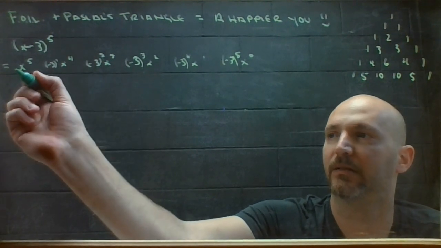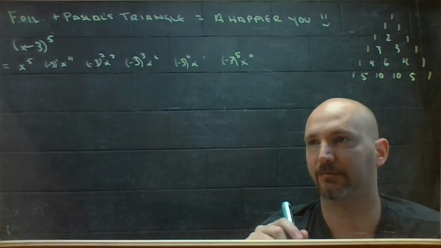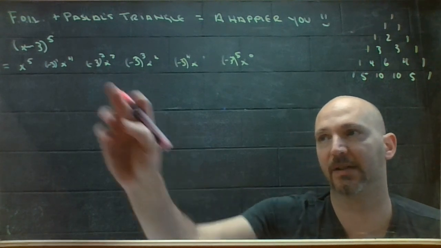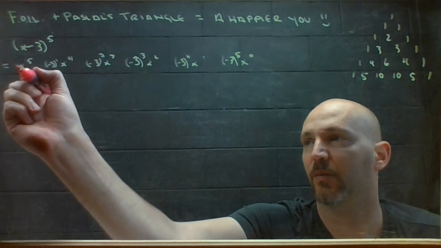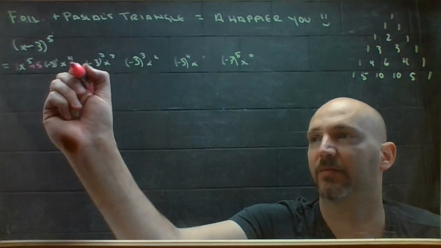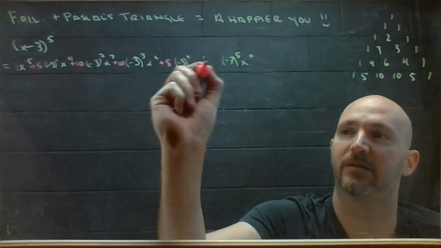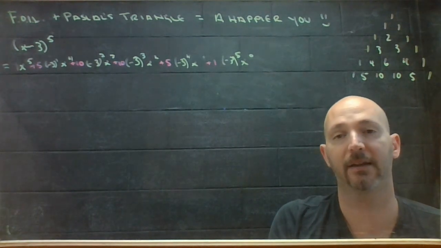Negative 3 to the 1, negative 3 to the 0. I'm just not going to bother writing them. Then I'm going to need my Pascal numbers. So it's in the power 5, so I need the row with a 5 in it. That'll be 1 plus 5 plus 10 plus 10 plus 5 plus 1. And then you clean up the mess.